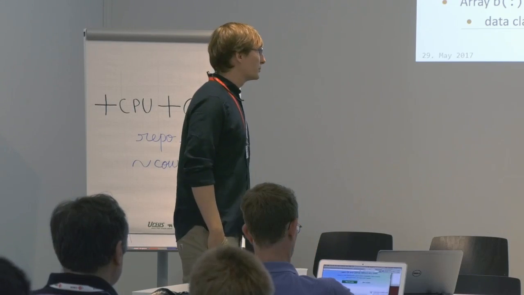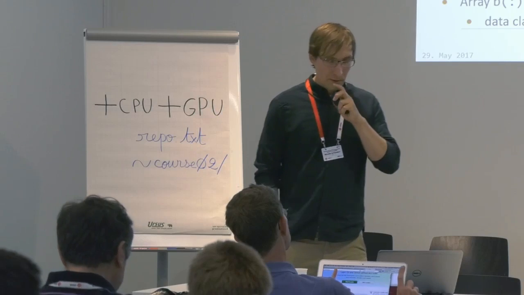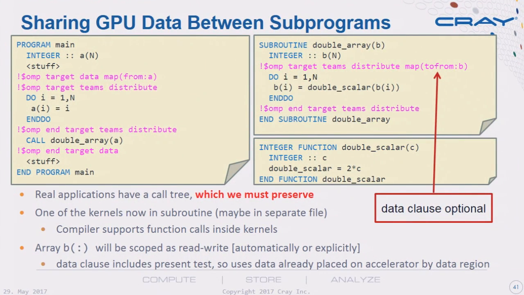Right. Good point. So in this example, the map to from B is essentially the same as present in OpenACC. Yes, the question was if that map to from acts like a present. Yes, in OpenMP it's always like a present. So if it's present, it's taking the one which is already on the GPU. That is why these clauses here are optional, since we defined it already in the data region around.